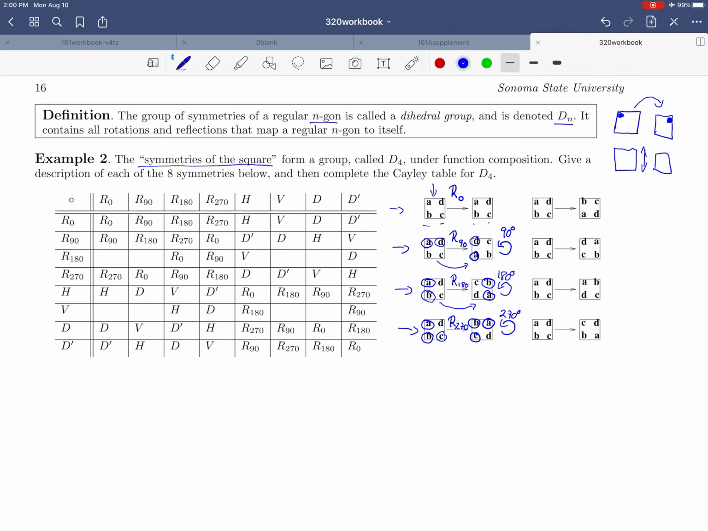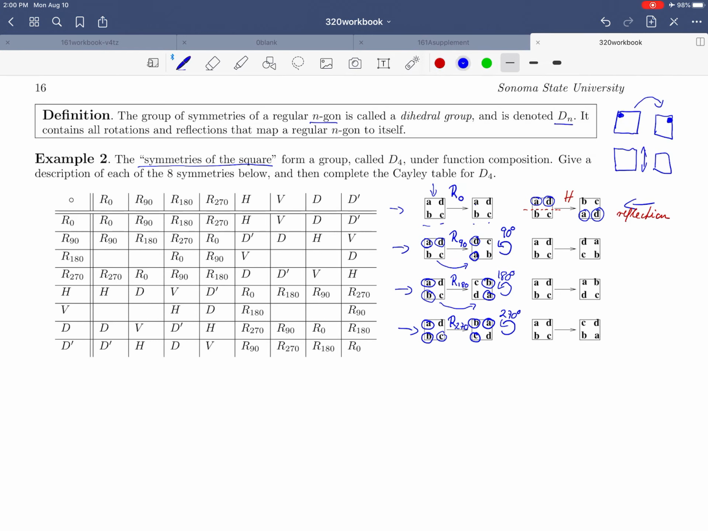I can flip horizontally. So if you're looking at the example in the top right, A ended up down here and D ended up down here. So this is a flip across a horizontal line of symmetry. So that's a reflection right here. So this is a reflection, and it's a horizontal reflection. So let's call that H.